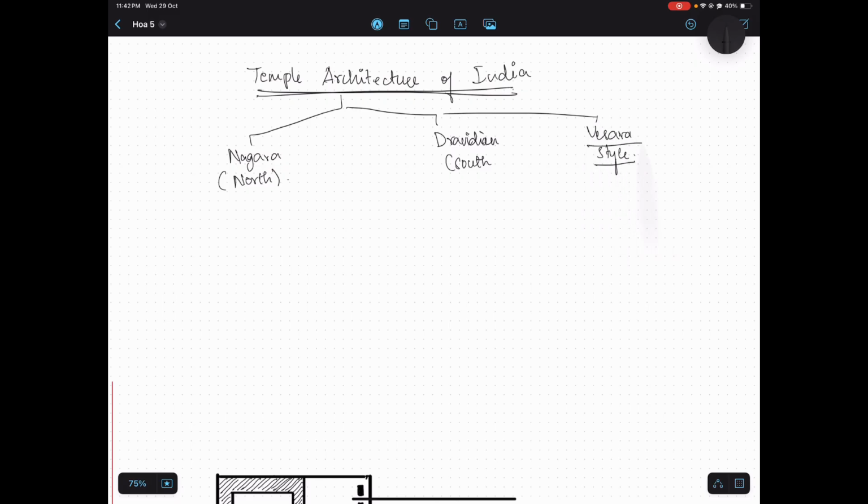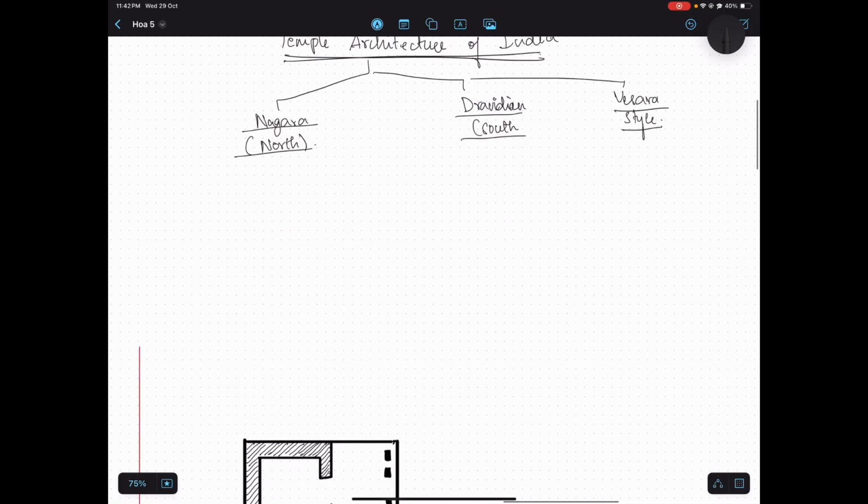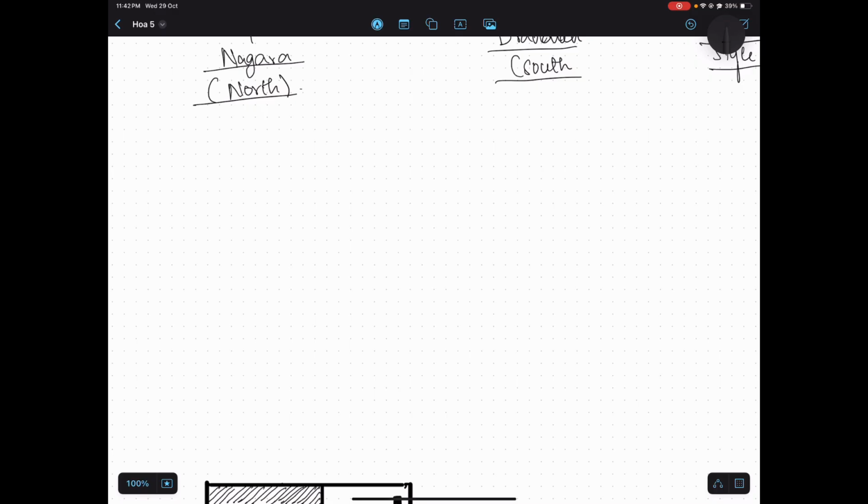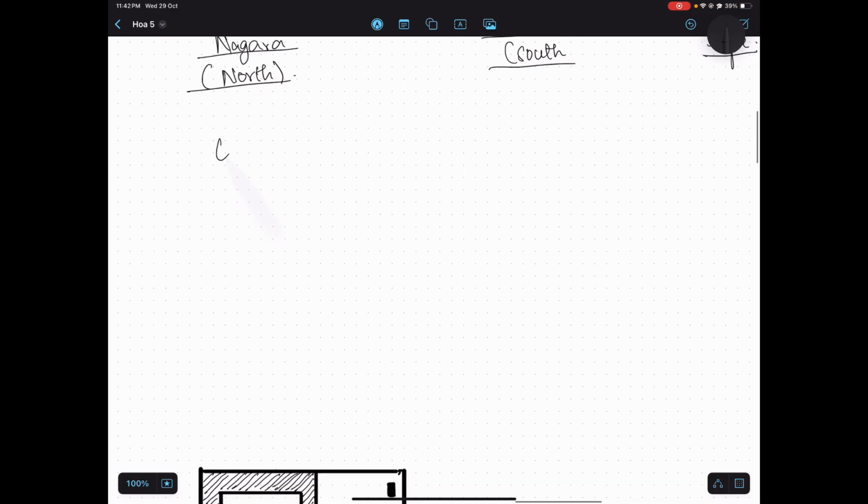So the early temple architecture that was found dates back to the Gupta dynasty. So this is where the temple architecture started evolving. So most of the early temples of the Gupta dynasties had flat roof, and they had very simple structures.